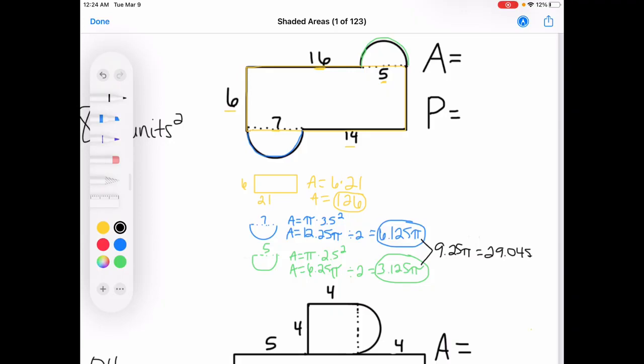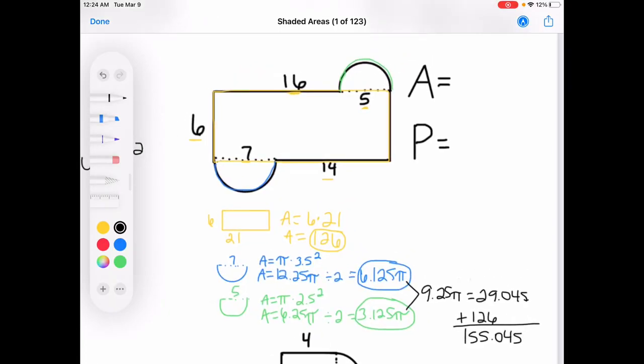And then I need to add that to my 126 square units. So when I add 126, that gives me a total of 155.045. And I'll usually want to round to my hundredths place unless it tells me differently. So 155.045 would be approximately 155.05 square units.